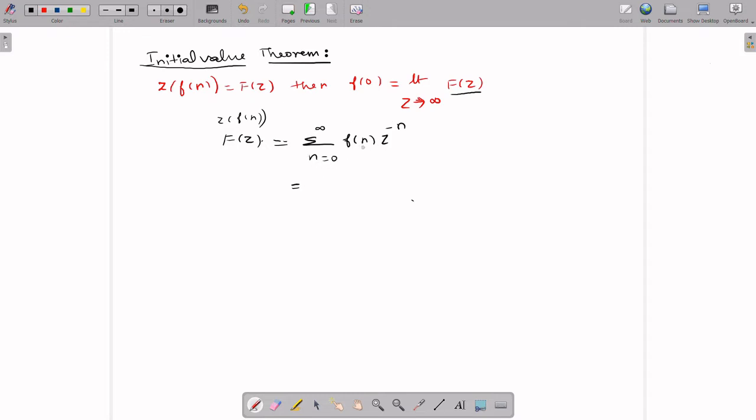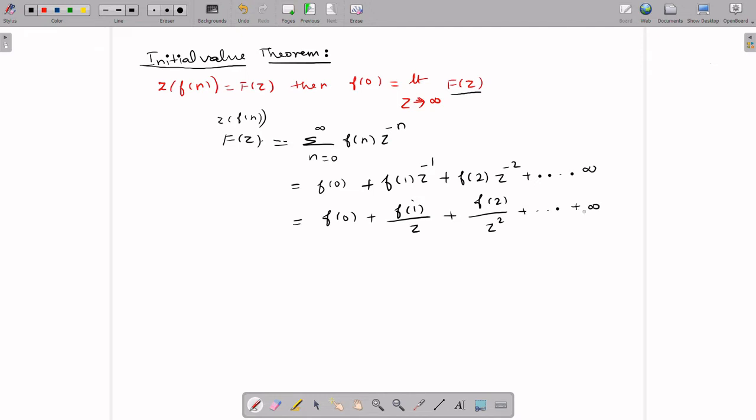When n is equal to 0, you have f of 0, z power minus 0 becomes 1, or you can leave it as it is, f of 0 alone. Plus, when substituting n is equal to 1, you have f of 1 z power minus 1. Plus n is equal to 2, you have f of 2 z power minus 2, plus etc. up to infinity. Or you can write this as f of 0 plus f of 1 divided by z plus f of 2 divided by z squared plus etc. up to infinity. This is your F of z. We rewrite the Z transform of the function this way.